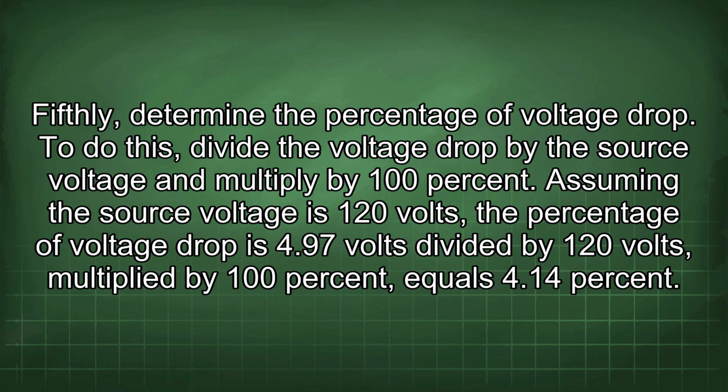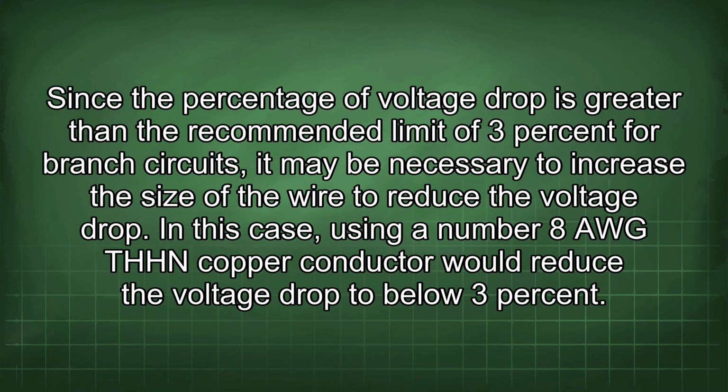Fifthly, determine the percentage of voltage drop. To do this, divide the voltage drop by the source voltage and multiply by 100%. Assuming the source voltage is 120 volts, the percentage of voltage drop is 4.97 volts divided by 120 volts multiplied by 100% equals 4.14%. Since the percentage of voltage drop is greater than the recommended limit of 3% for branch circuits, it may be necessary to increase the size of the wire to reduce the voltage drop. In this case, using a number 8 AWG THHN copper conductor would reduce the voltage drop to below 3%.